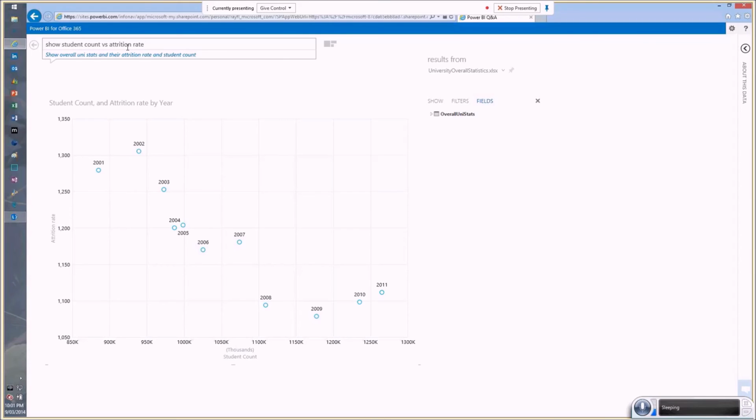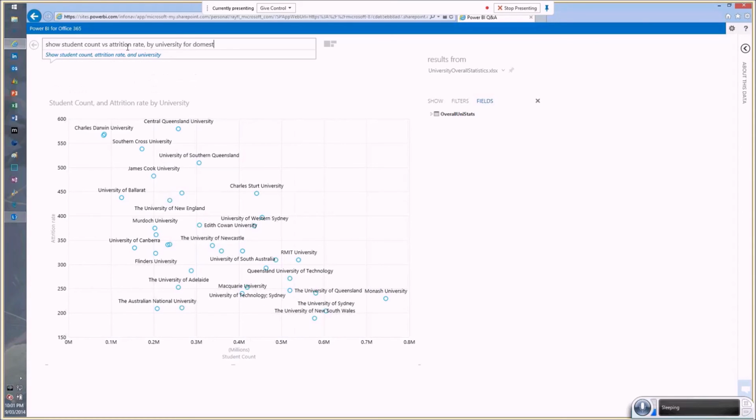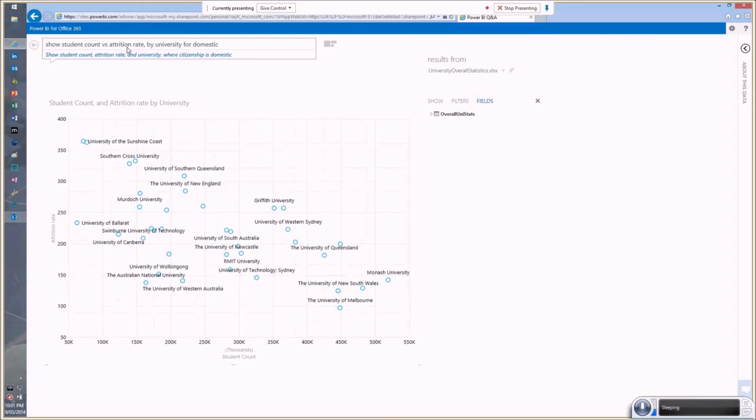And so it's building it by year for me, but I don't want to look at it by that. I want to look at it by university. And let's do it for domestic students. And what you see here is a definite trend line going from the top left to the bottom right, which basically means the fewer students you have, the higher your dropout rate.